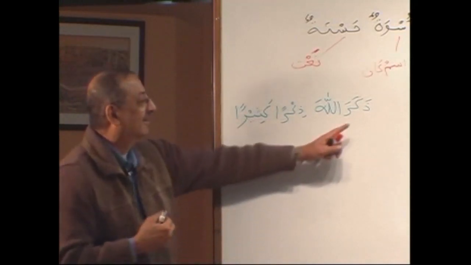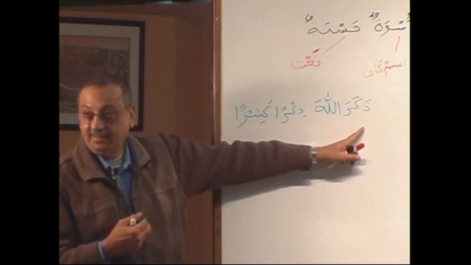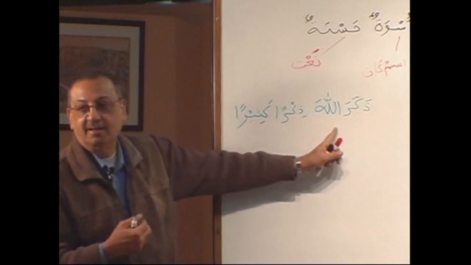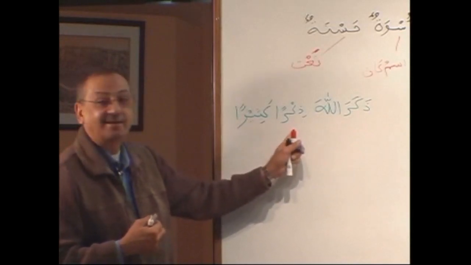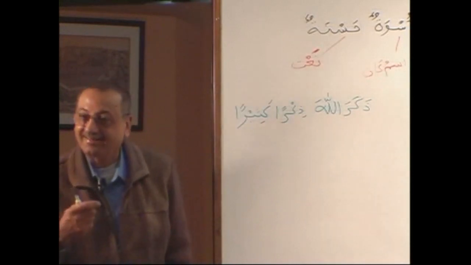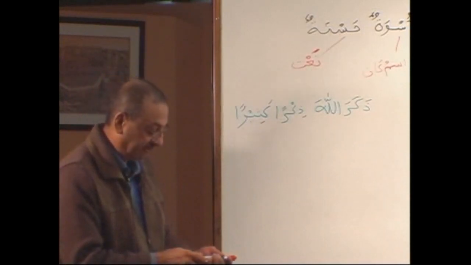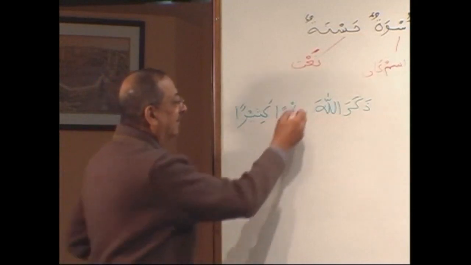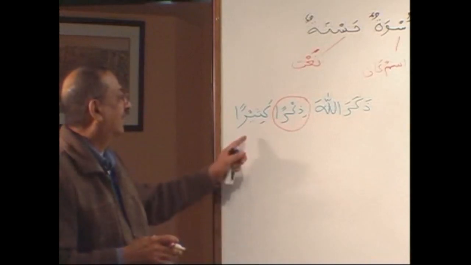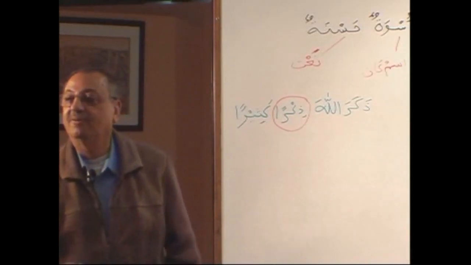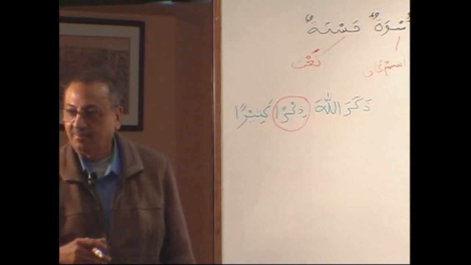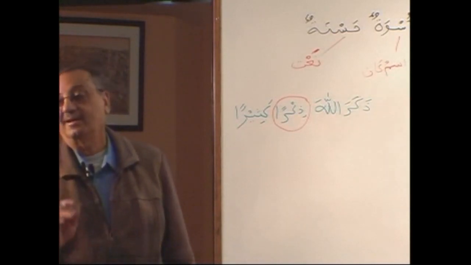Brothers and sisters, zakara is fi'al madi, fa'il mustatir, taqdiruhu huwa, Allah, zikran is maf'ulun mutlaq, kathiran, not. But when you don't use zikran, when you say zakarallahu kathiran, then kathiran takes the place of maf'ulun mutlaq. It becomes naib on maf'ulun mutlaq. You got the idea, brothers and sisters?